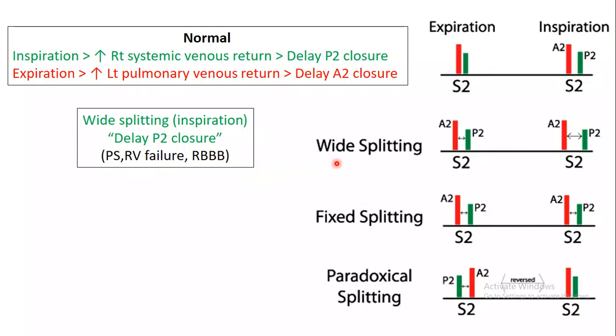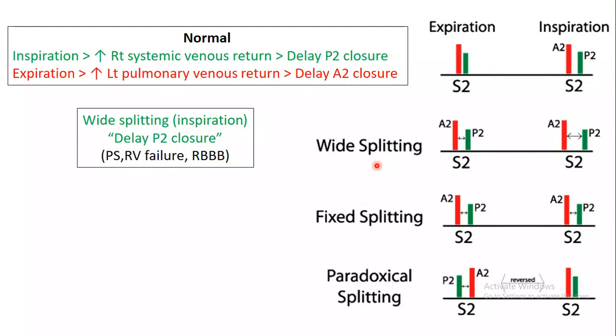And where to comment on splitting? Actually, on the pulmonary area, because, as we just said on the previous slide, the pulmonary component of S2 is created by a closing pressure of 25 millimeters of mercury, so it is heard only over the pulmonary area. So if we want a single area where we can hear both the pulmonary valve closure and the transmitted sound of aortic valve closure, this will be the pulmonary area.